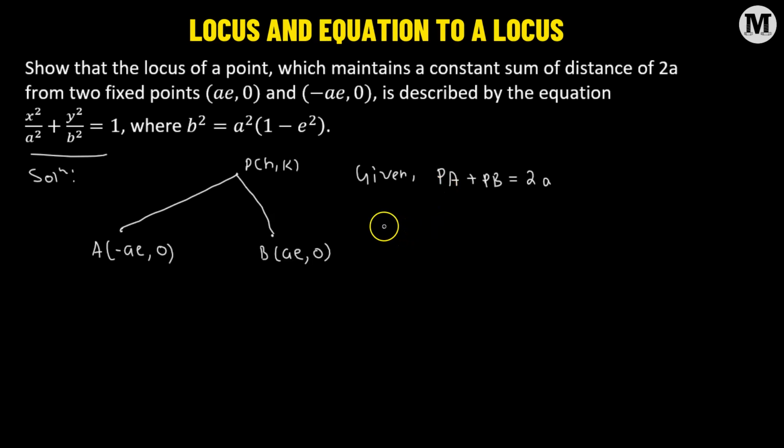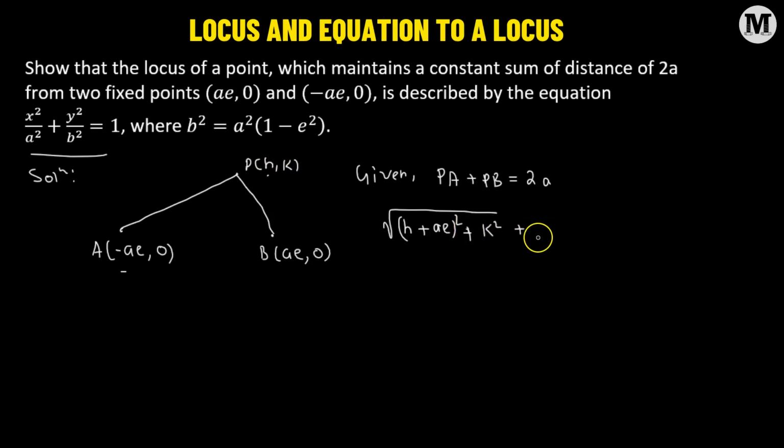So PA, all we have to do is take the square root. This is what we do for finding the length between two points using the distance formula. Since we're concerned with PA, we only need the endpoints P and A. Underneath the square root, first we take the difference of the x coordinates of the two endpoints. So we have h minus negative ae, so (h plus ae) whole squared. Added to that, we have the difference of the y coordinates, so that's (k minus 0) squared.